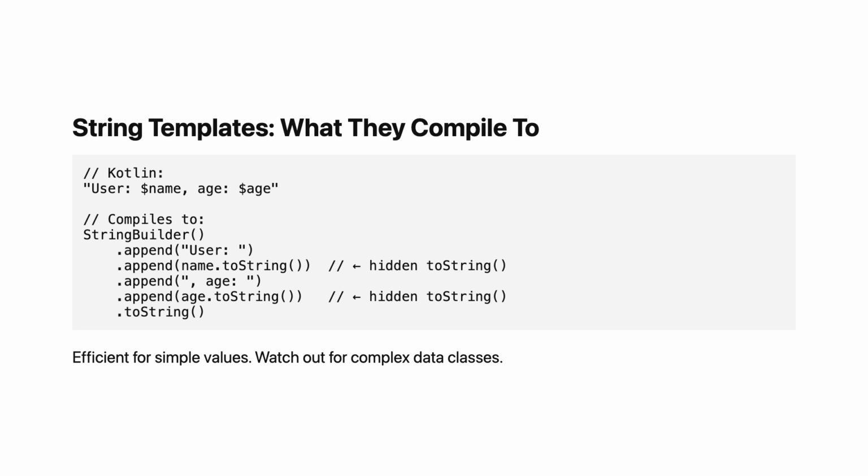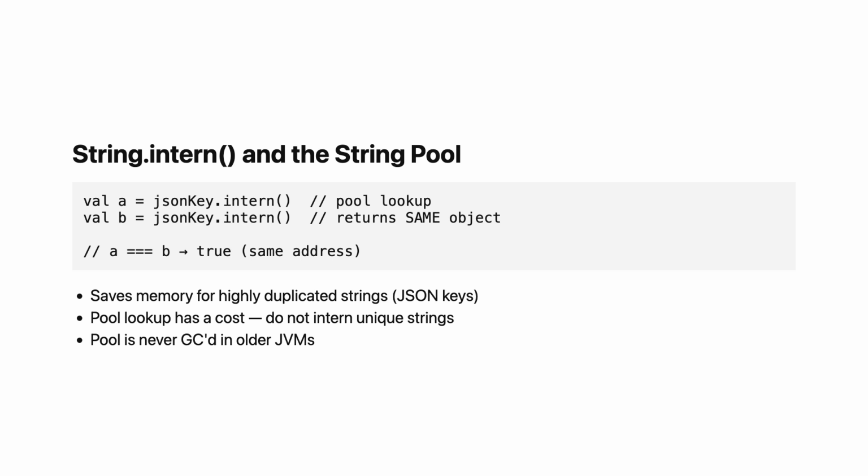But be aware of the hidden costs. That name.toString call, if name is already a string, there is no cost. But if it is a data class, Kotlin's auto-generated toString creates another StringBuilder concatenating all the fields. If you have nested data classes, each one generates its own toString. In a logging statement like log.d, tag, response, if response is a complex data class, you might create dozens of intermediate string objects just for that one log line. In production, with logging happening on every API call, this adds up.